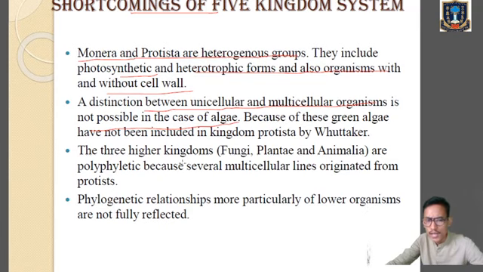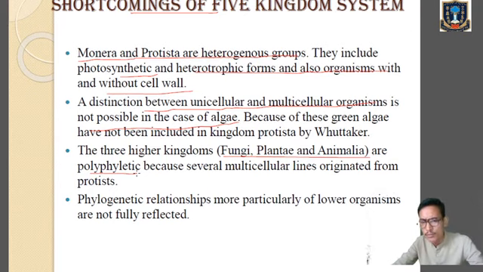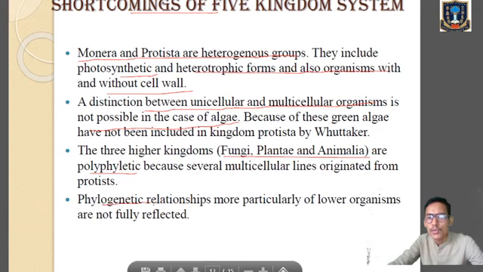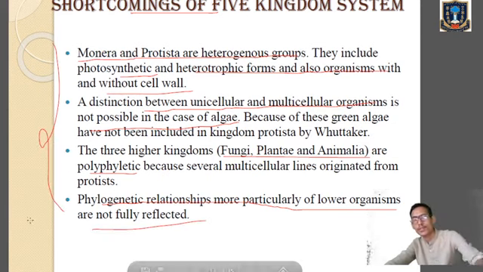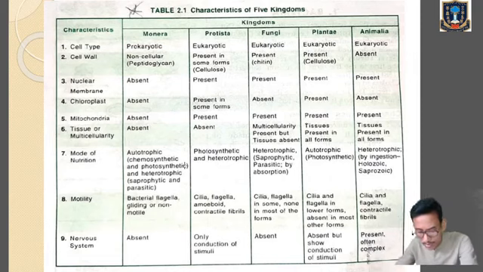Three higher kingdoms, Fungi, Plantae, and Animalia, are polyphyletic. Now, what does polyphyletic mean? Write down the meaning: having multiple ancestral sources. Due to the polyphyletic nature, several multicellular lines have evolved from the protist. Phylogenetic relationships, more particularly of lower organisms, are not fully reflected. So these are the shortcomings of five kingdom system of classification as proposed by R.H. Whittaker.